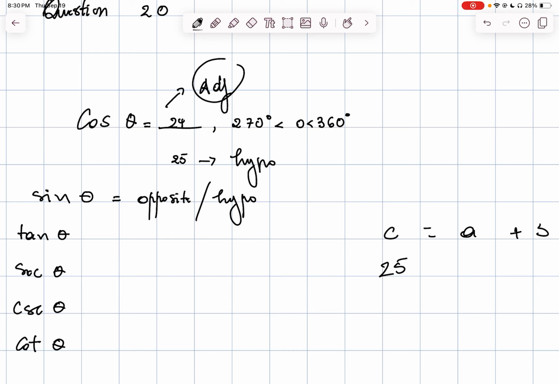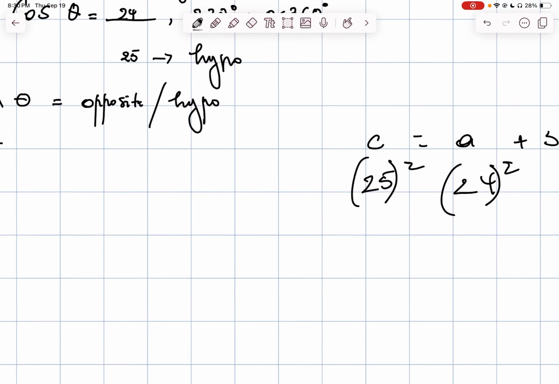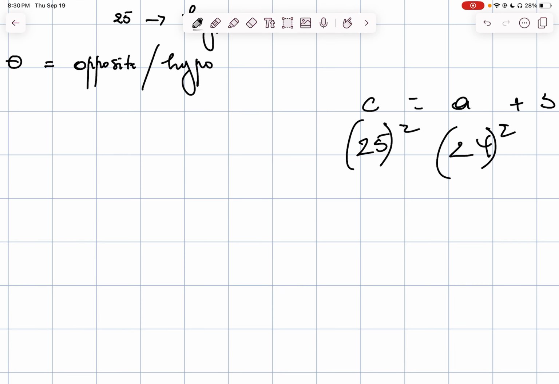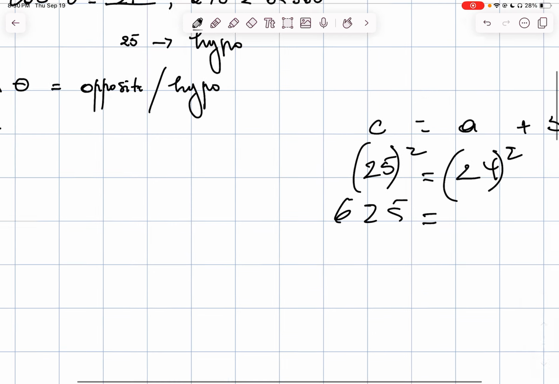Thank you. So I'll say the 24 will be equal to A, and we know something squared. 25 squared, which is equal to 625, and then 24 squared, 576.